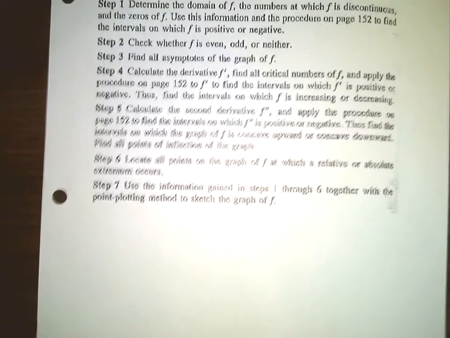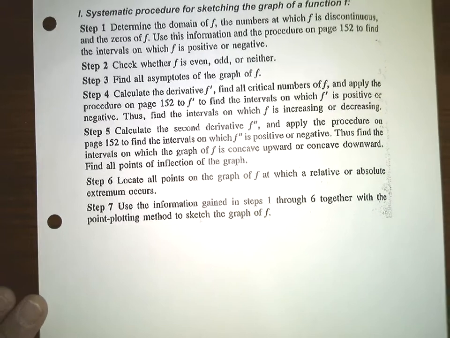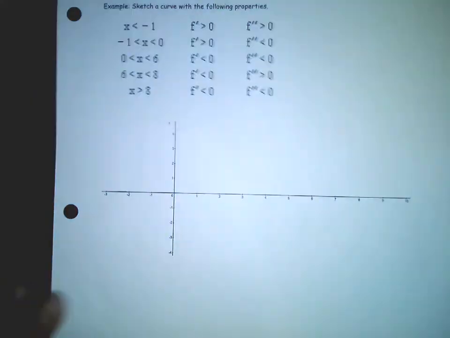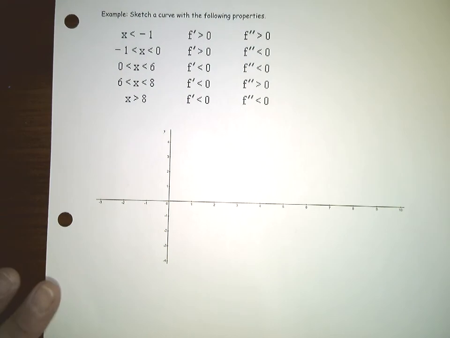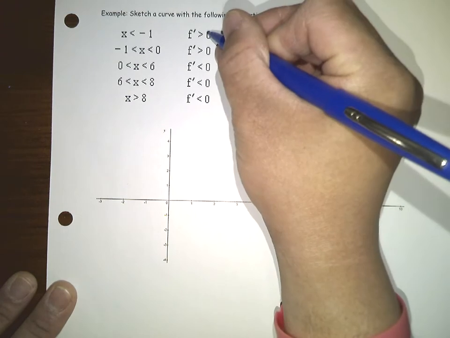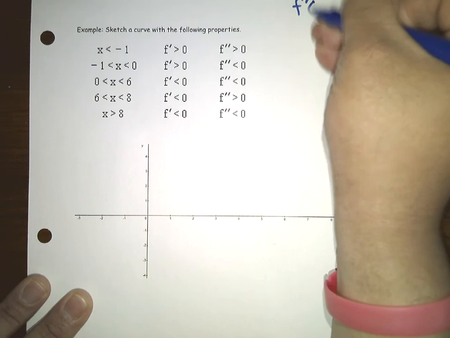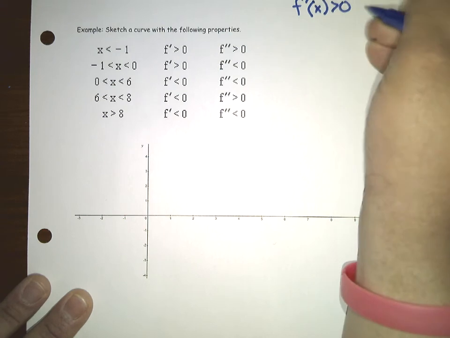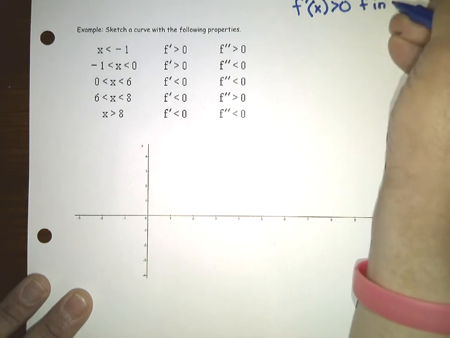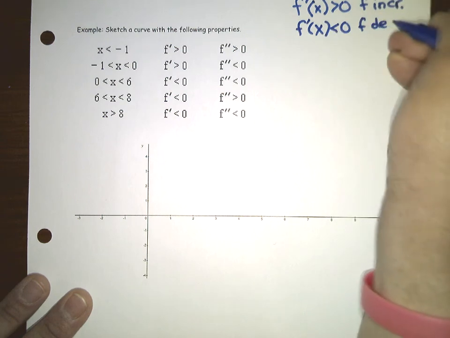Oh, by the way, these are the 7 steps of curve sketching. So we'll go through an example of working through all of these 7 steps in a moment, but I want to look at page 205 and sketch a curve with the following properties. So for x less than 1, we want f prime greater than 0. So remember that f prime greater than 0 means that f is actually increasing.